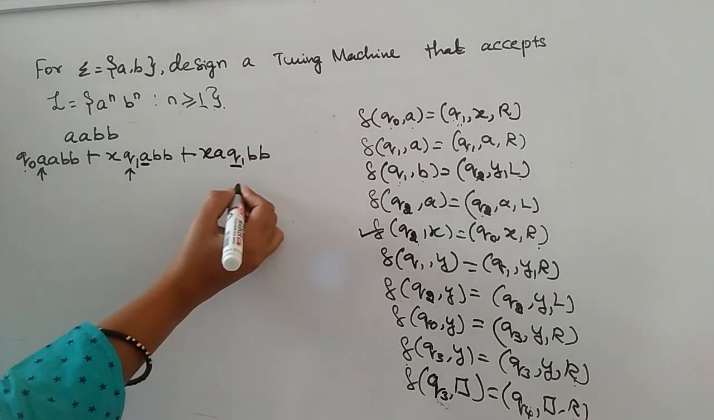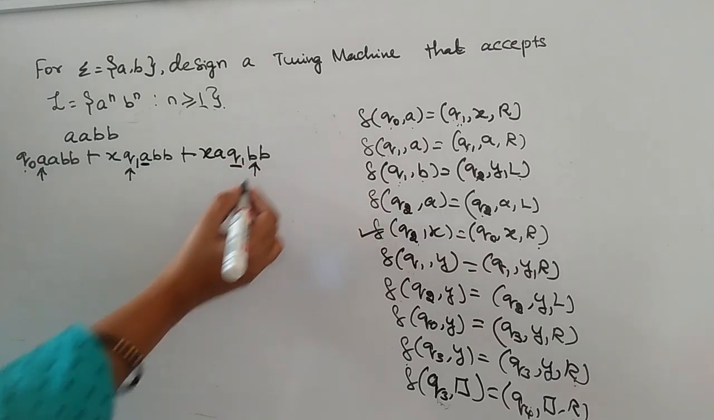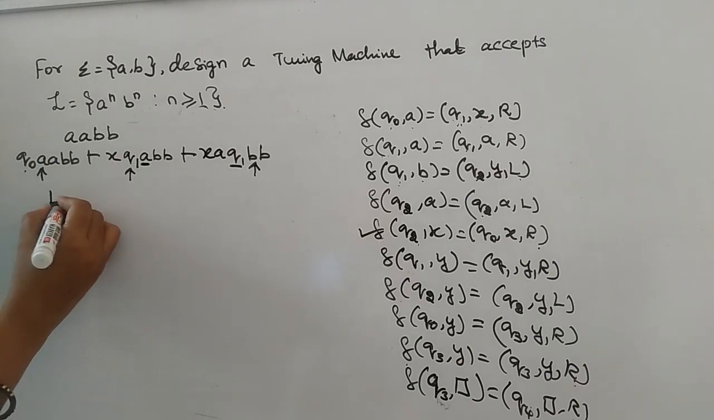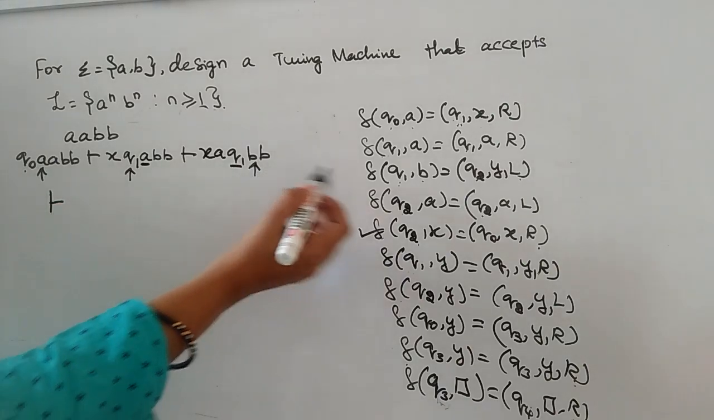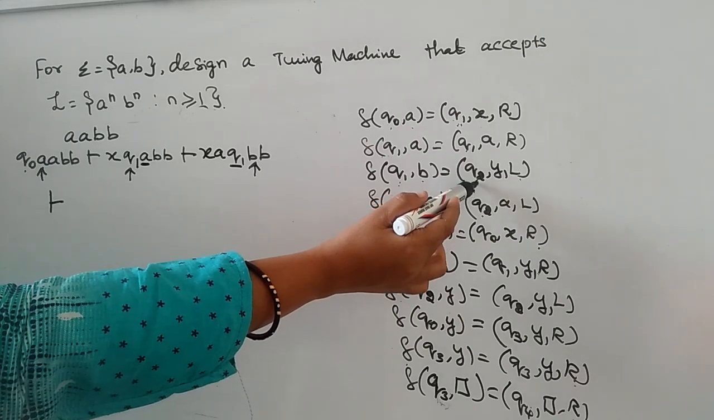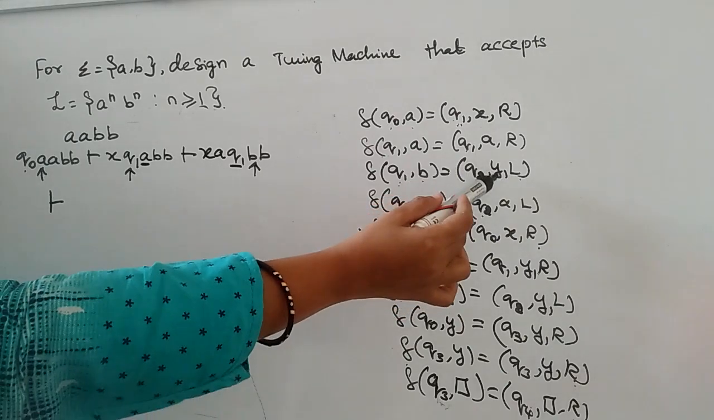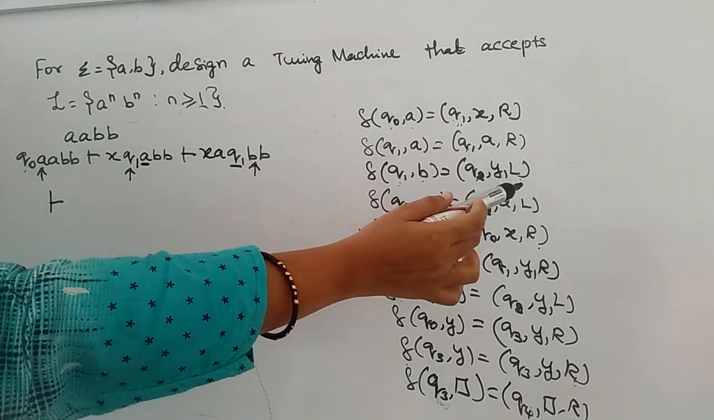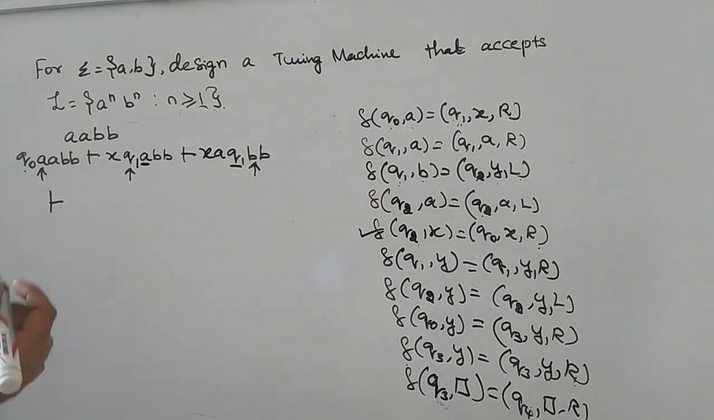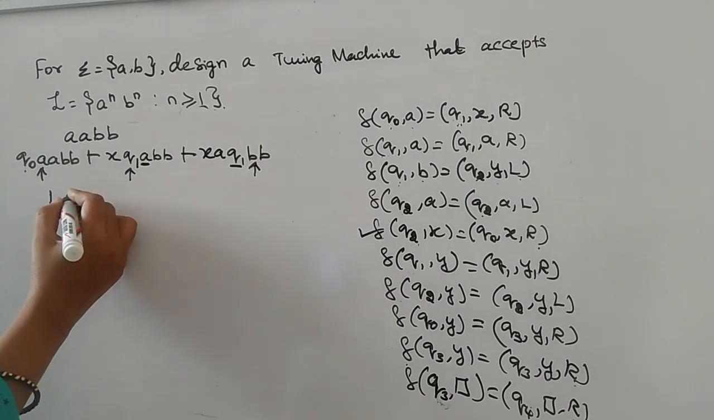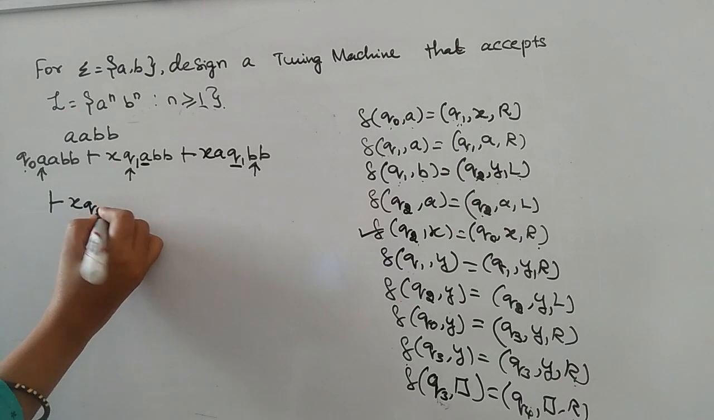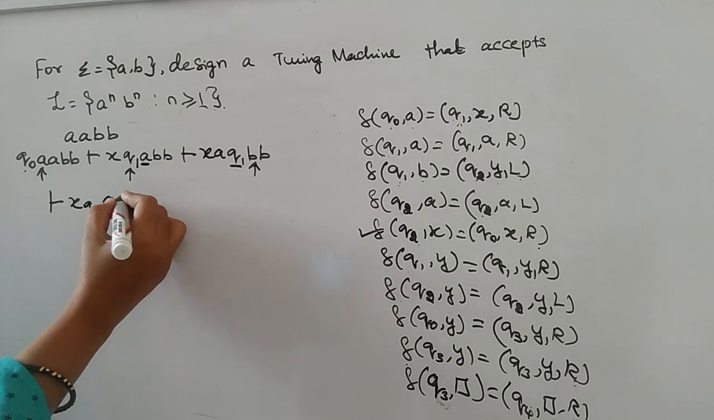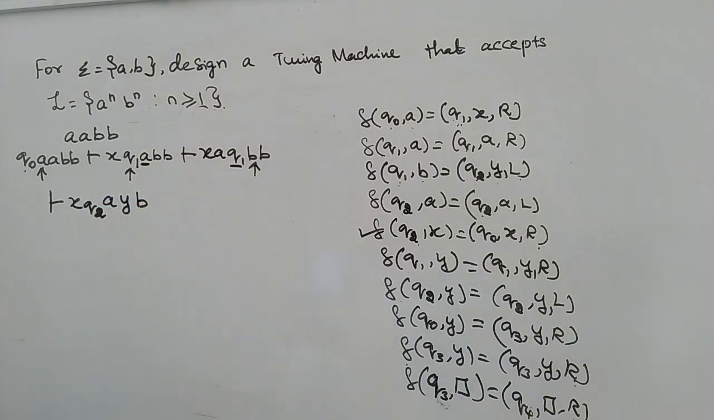Now the machine is in the state Q1 and it is going to process the symbol B. It means Q1 comma B moves to the state Q2, and the B symbol will be replaced by Y and the read-write head will be moved towards left. That's why here I can write X Q2. Since the read-write head is moving towards left, I am writing Q2 here: A Y B.